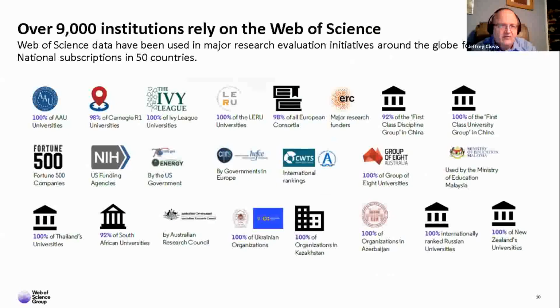So the Web of Science Core Collection is used in over 9,000 institutions around the world. It is a database that is growing. We're working on many different things, adding different types of content to the Web of Science, including preprints and gray literature that will be coming in the near future.